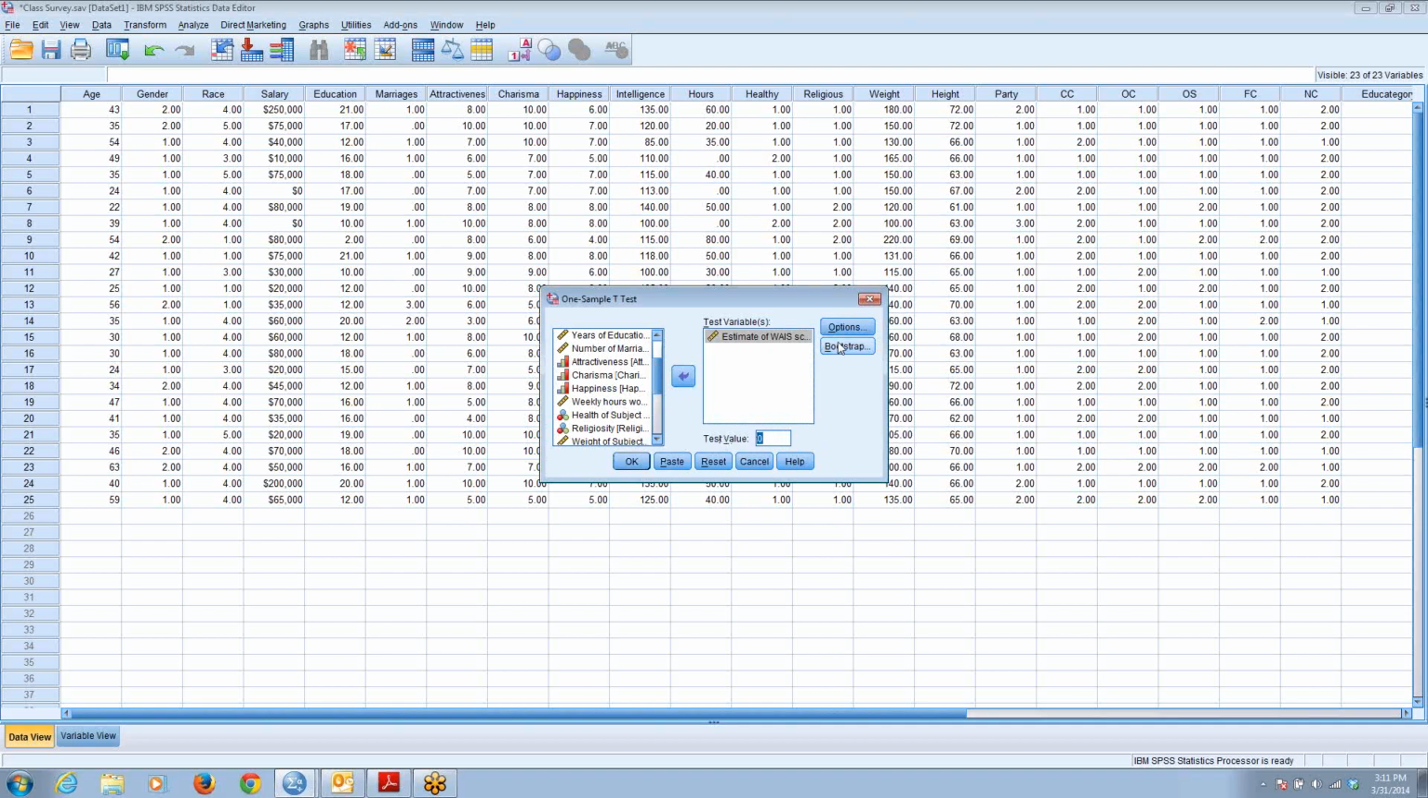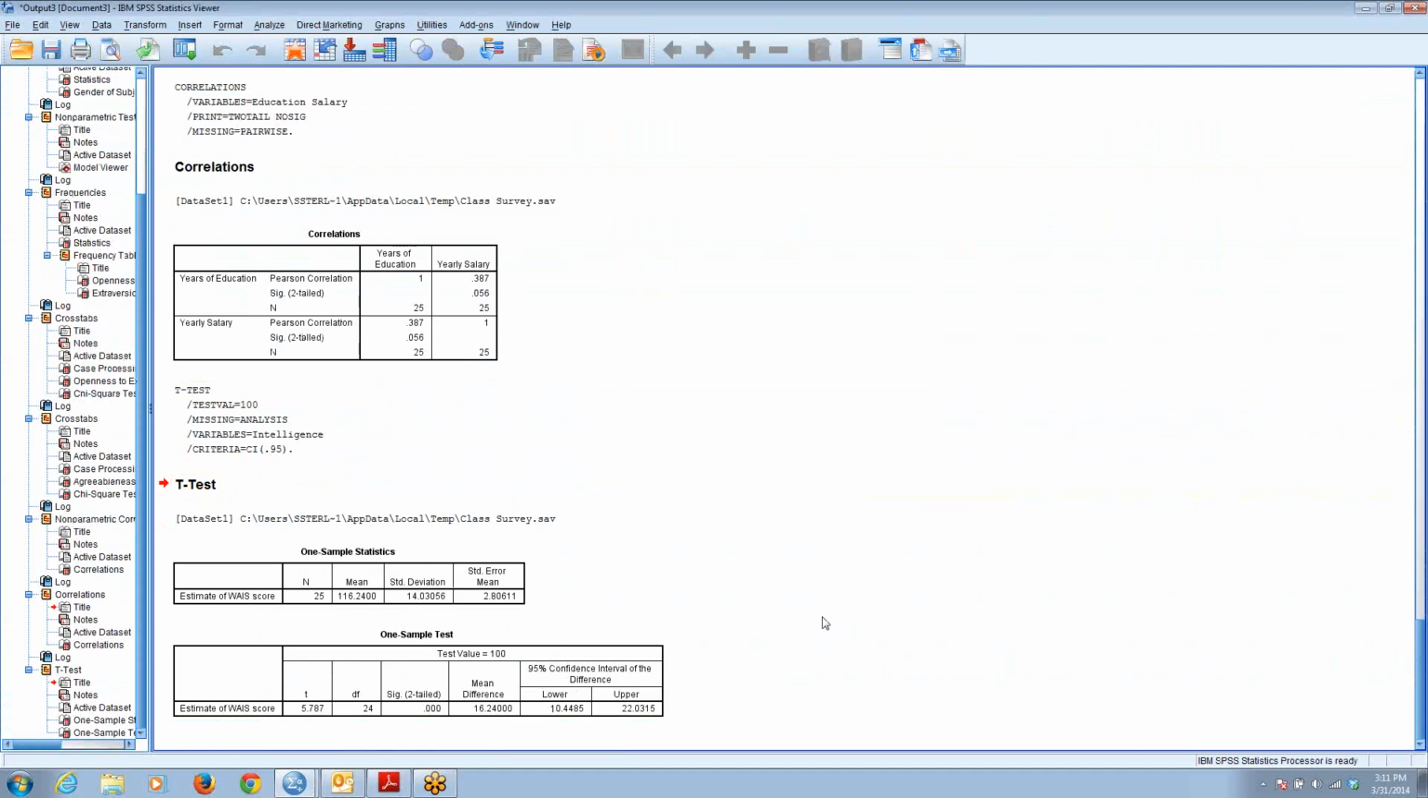Test value should be 100. Okay. So our mean is 116, and what you can see here is that the significance is 0.000. In other words, there's a significant difference between our sample, which has a mean of 116, and the normative group, which has a mean of 100.